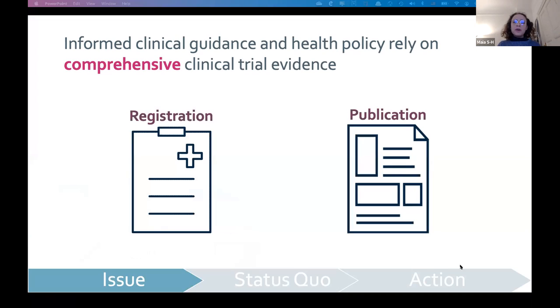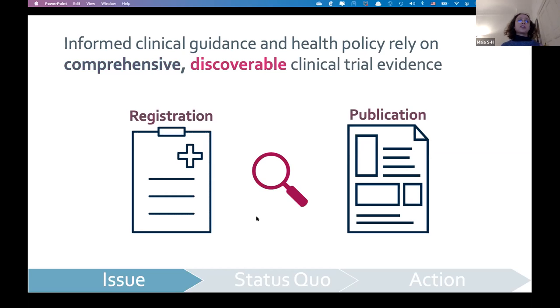So the issue at hand is that evidence synthesizers and systematic reviewers need comprehensive clinical trial evidence in order to make clinical guidance and health policy. And that comprehensive evidence includes a trial registration. So that's a pre-specified study design in a World Health Organization or WHO approved registry prior to the study beginning. And then after the study's completion is a peer-reviewed journal article, regardless of the directionality of findings. And while creation of these two types of evidence is a first step, it's also crucial that they're actually discoverable.